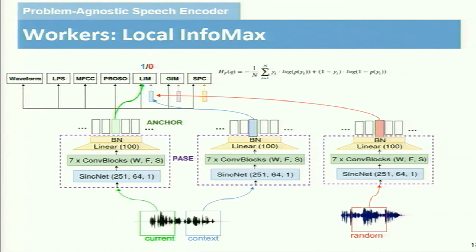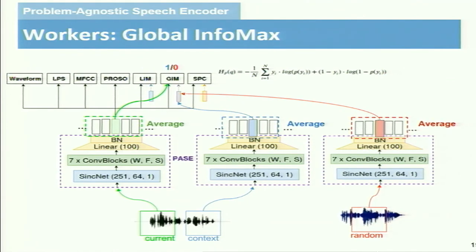These classifiers output one, they are from the same context. Whereas if we sample the context window from a random utterance, they are non-neighbors, and then they're classified as zero. The pair green-red would be zero. The pair green-blue would be one, basically. Now, the global infomax, which is the next classifier, is taking a broader context, basically getting the average of an utterance's frames, and then it's saying this is the same utterance or this is a different utterance, basically.